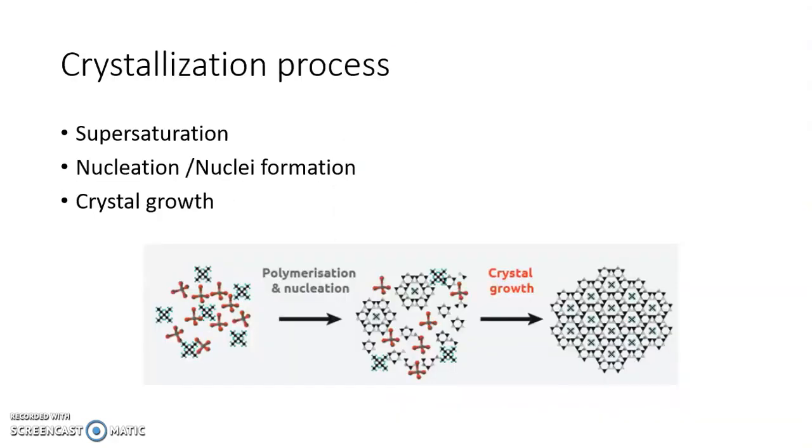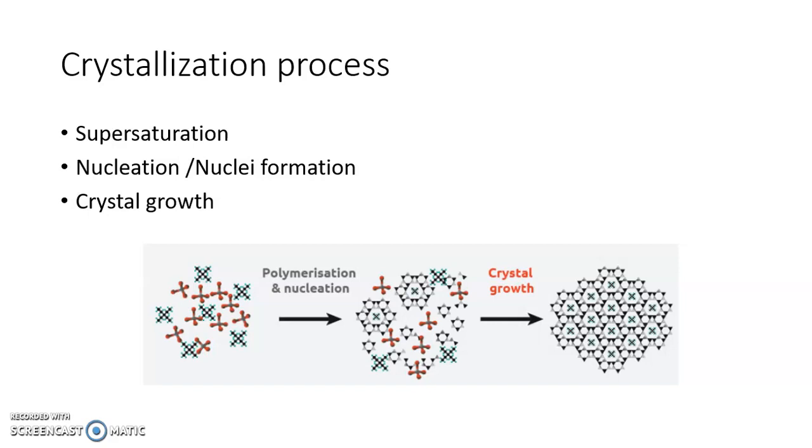Now, the crystallization process. The basic crystallization process we can study under three subheadings, that is supersaturation, nucleation or nuclei formation, and crystal growth. So first you need to supersaturate the solution with the entity which you want to crystallize. If you want to crystallize a certain salt, just dissolve it in water, and you need to have a concentration beyond the saturation level. Everyone knows what saturation is? It is the maximum capacity of the solvent to solubilize the solute.